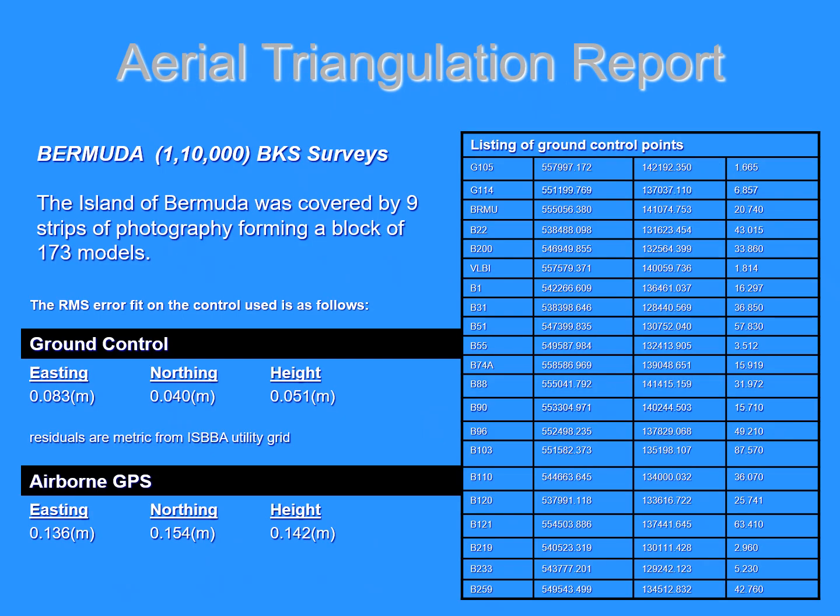It's an aerial triangulation report created by BKS Surveys of Northern Ireland for their Bermuda project. It shows the island of Bermuda was covered by 9 strips of photography forming a block of 173 models. The RMS error fit on the control used was very high, easting 0.08 meters, northing 0.04 meters, and the height 0.05 meters.